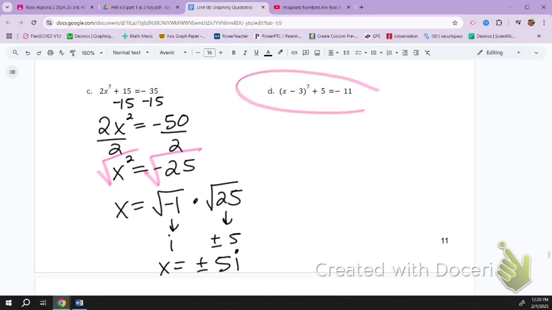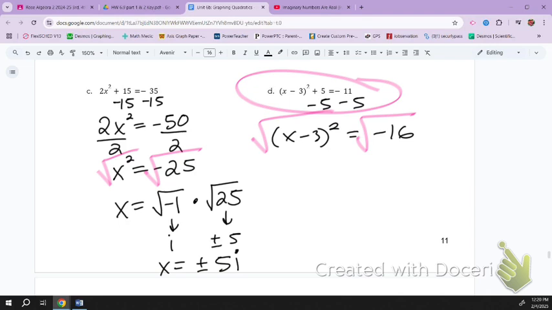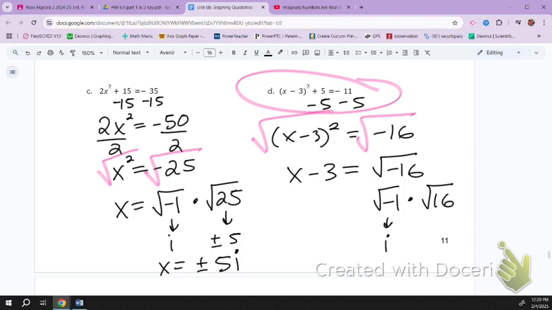Try this last one with your group. You're solving by undoing. We all had the correct first step. We minus 5 from both sides. Then we're going to square root next. Remember, a square and a square root cancel out, so I'm left with x minus 3. Part A. Remember, this is negative 1 times 16. This turns into i. This turns into plus or minus 4. So this is plus or minus 4i.